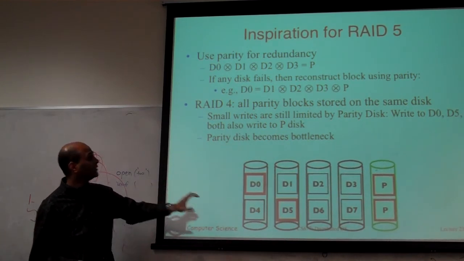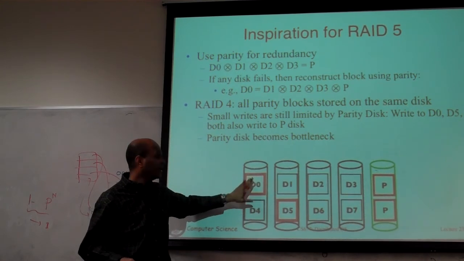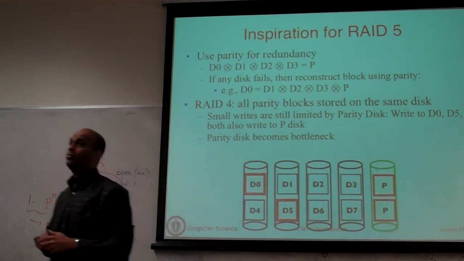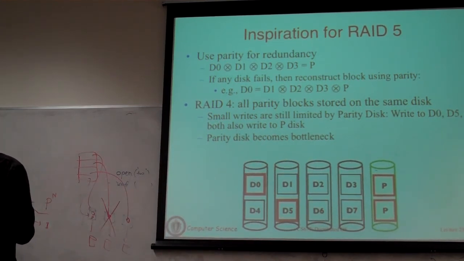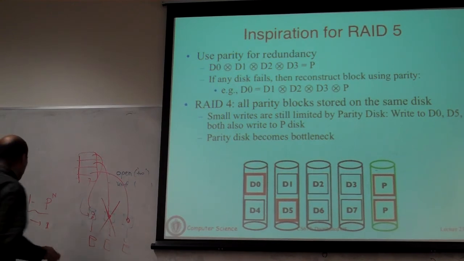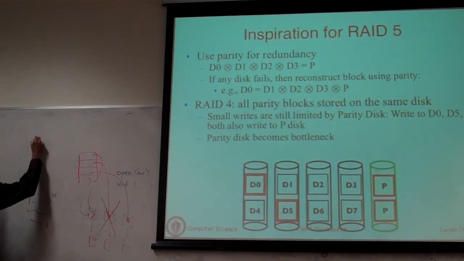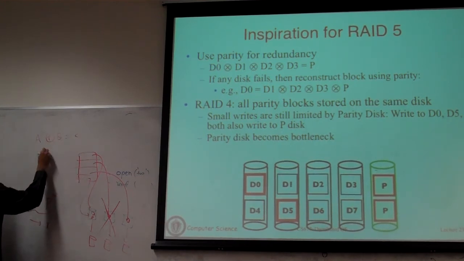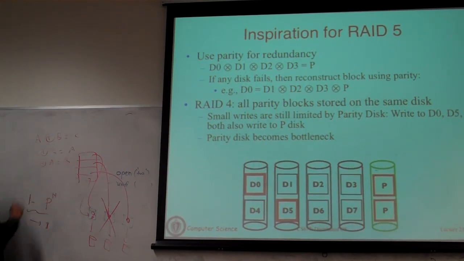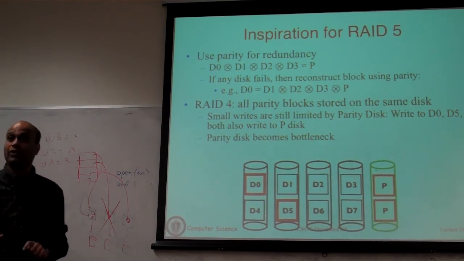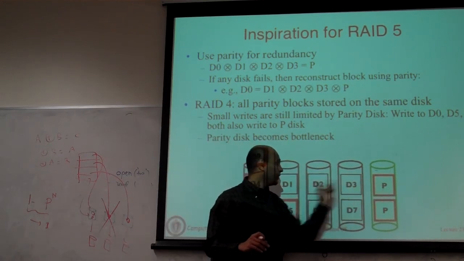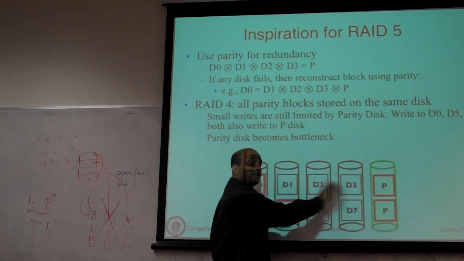The way you reconstruct is, if some disk fails, let's say this disk fails, D0 can be reconstructed as D1 XOR D2 XOR D3 XOR P. That is a property of the XOR operation. I assume you know what XOR is. XOR guarantees that if A XOR B equals C, then C XOR B is going to be A, or C XOR A is going to be B. That's what XOR allows you to do. So if you XOR any of these and you get P, and one of these fails, you can take the remainder and XOR them and reconstruct.